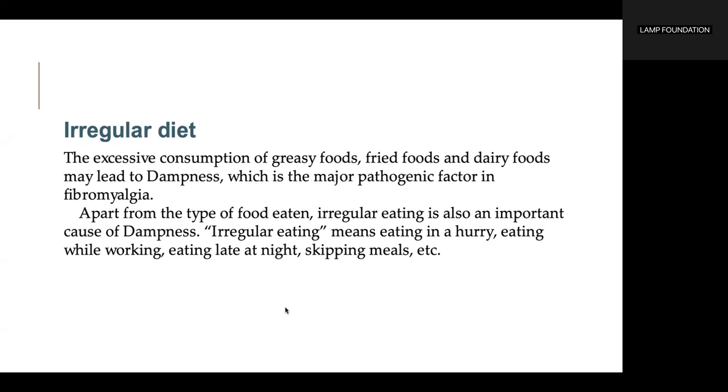Apart from the type of food eaten, irregular eating is also an important cause of dampness. Irregular eating means eating in a hurry, eating while working, eating late at night, skipping meals, etc.